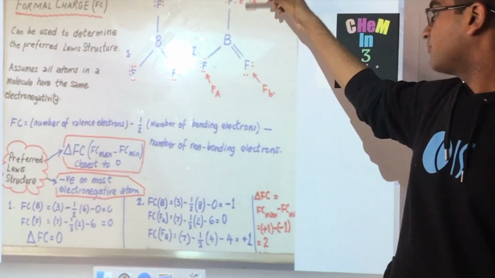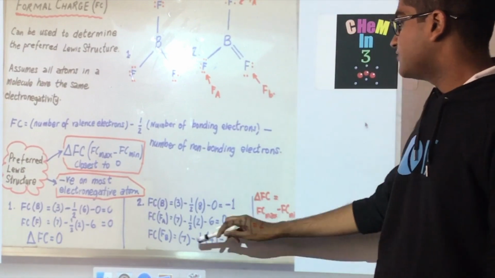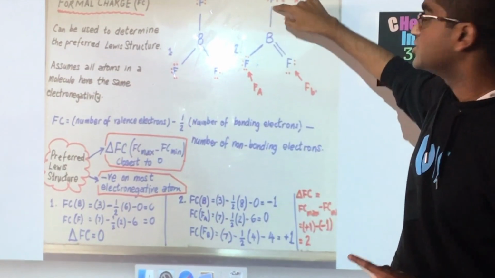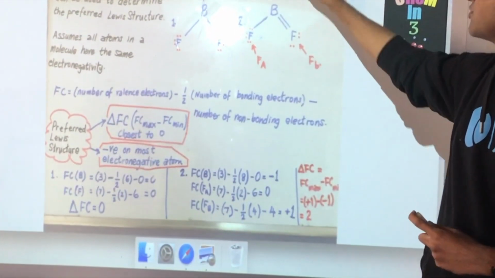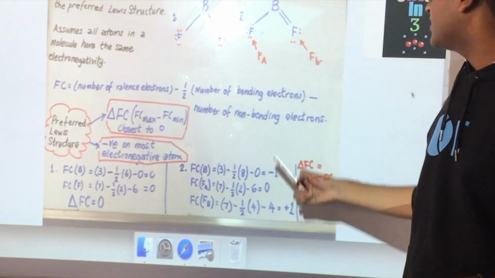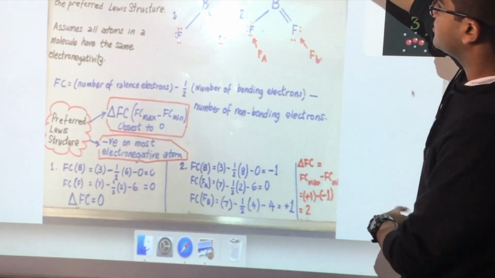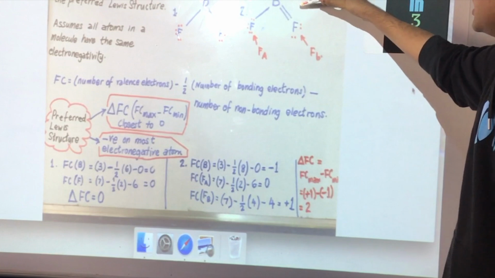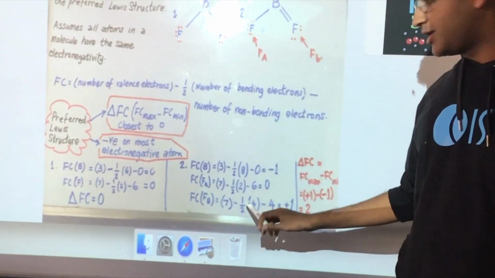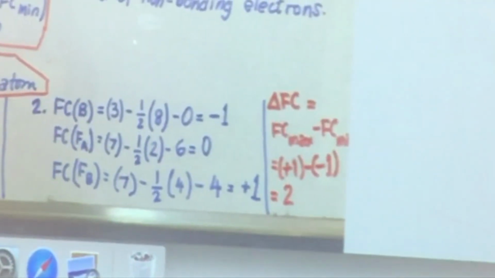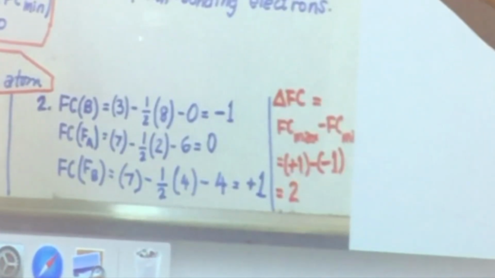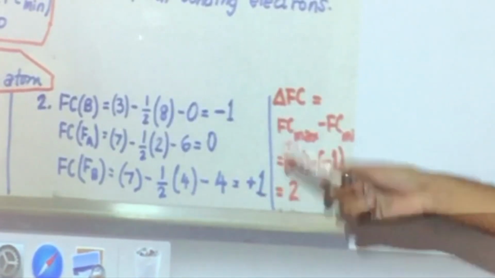Whereas if you check one of the fluorine atoms, for example this one, it will again be 7 because there are 7 valence electrons in fluorine, minus 2 because there are 2 bonding electrons, minus 1, 2, 3, 4, 5, 6 non-bonding electrons, so that is 0. The formal charge of this will be the same as this one, but it will be different in this case. There's a double bond. So to calculate that, it will be 7 minus, now there are 1, 2, 3, 4 bonding electrons, so 7 minus 4 by 2, minus 1, 2, 3, 4 non-bonding electrons, that is plus 1.